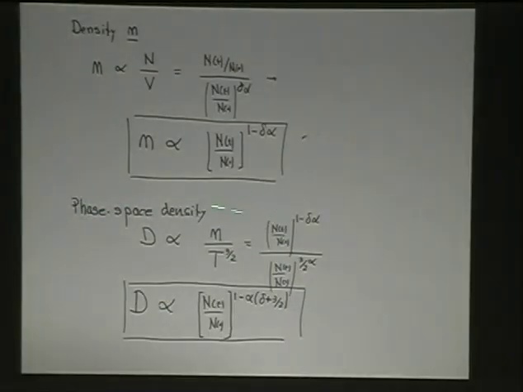So the phase space now. The phase space, remember, is density divided by temperature to the 3/2, right? Which is density times the de Broglie wavelength cubed. But I know how density scales. It is the number to the 1 minus delta alpha. And I know the temperature is just the number to the alpha. So this is 3/2 of alpha. So the density in phase space scales with the number of particles following this power law.